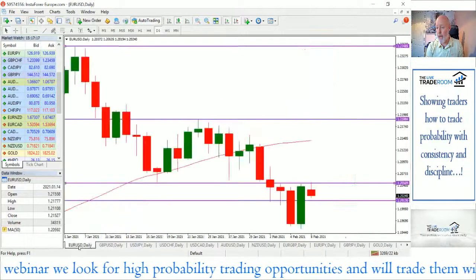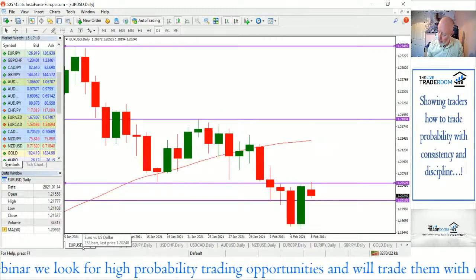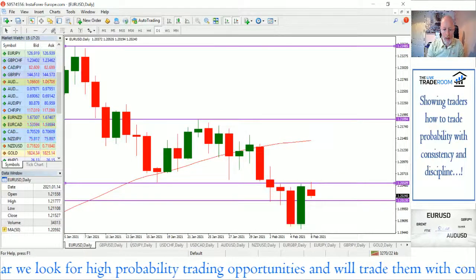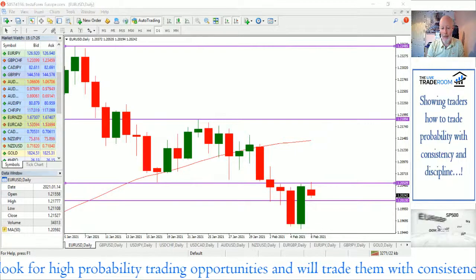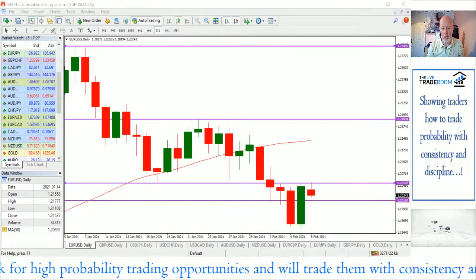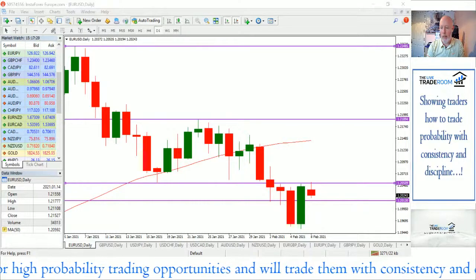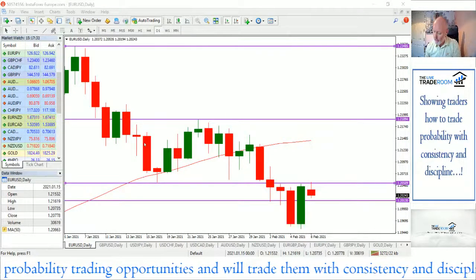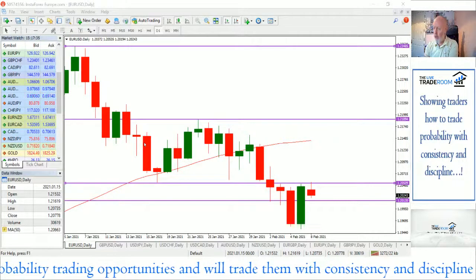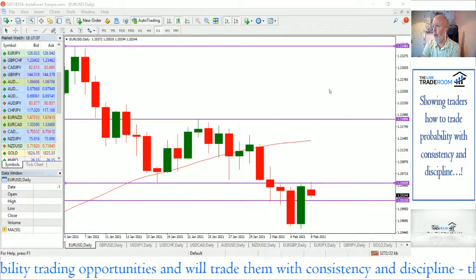Okay, so we are left with two markets that we can really look at. Sorry, just bear with me one second. So that's the euro dollar. So we've identified, I think it's the euro dollar and the dollar Swiss, isn't it?